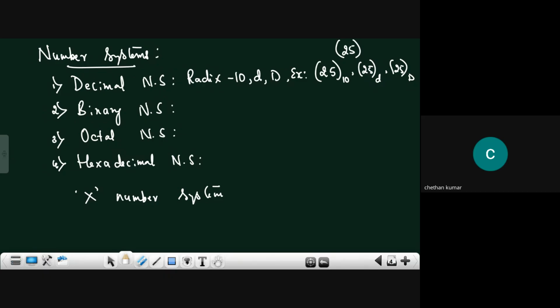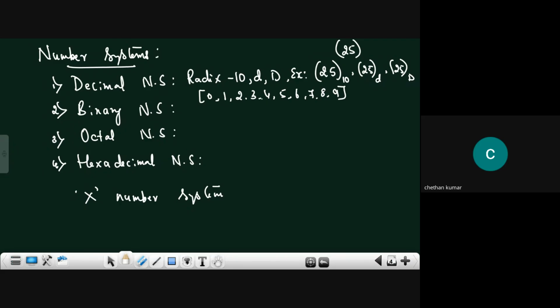So what is the purpose? What is the use of the decimal number system? Daily usage: to count the amount, to count the steps, to count something. So we'll be using the decimal number system. And what are the unique digits of the decimal number system? 0 to 9. The unique digits of the decimal number system are 0, 1, 2, 3, 4, 5, 6, 7, 8, 9.